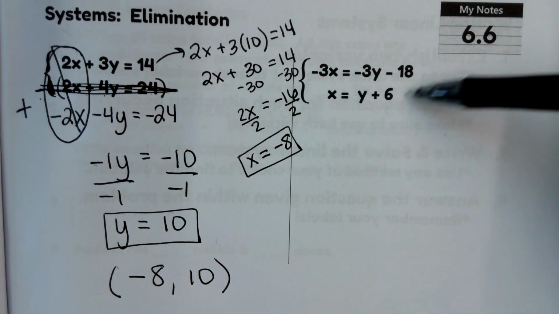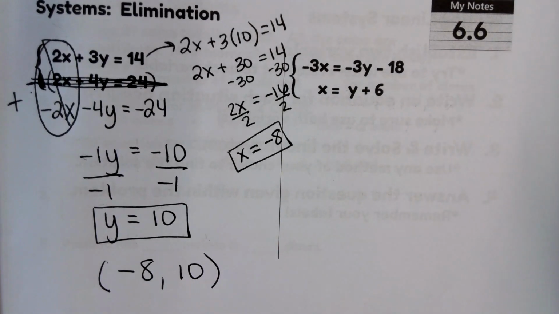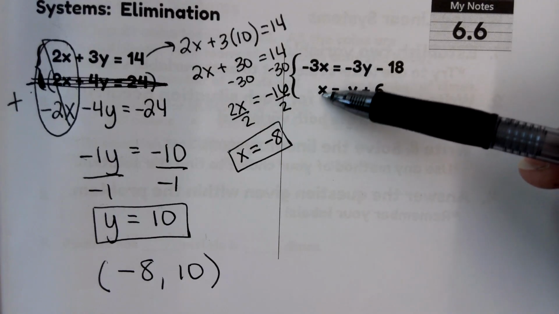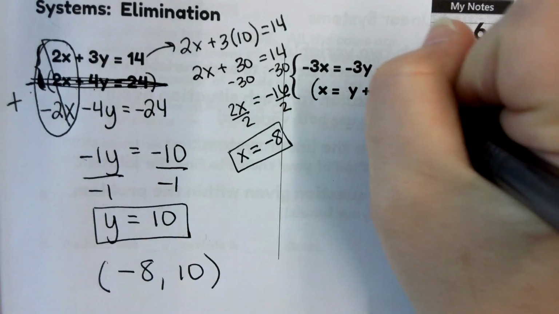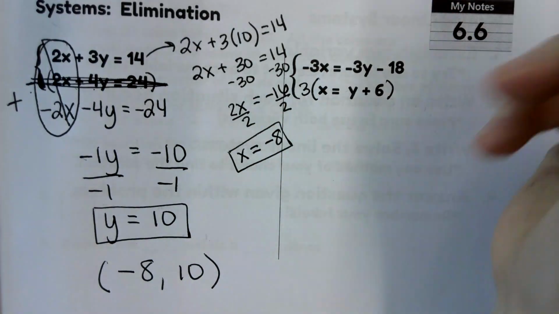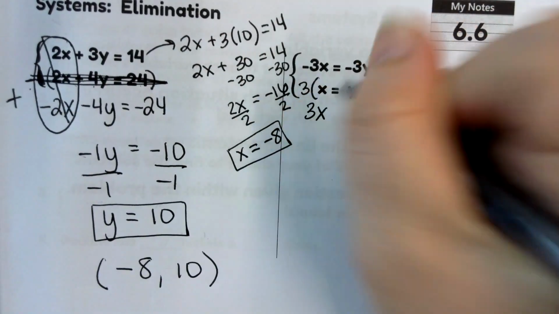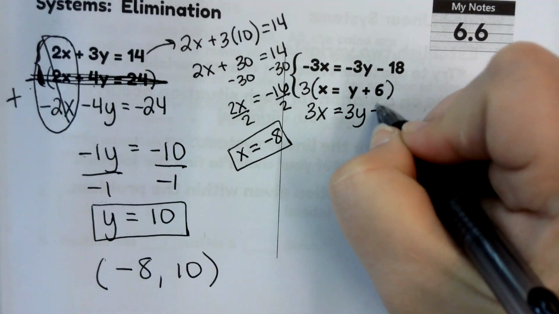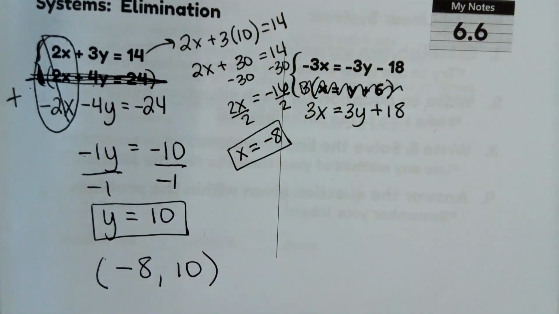Next one. This would be much easier to solve using substitution. However, we're going to solve with elimination. I have a negative 3x on top, so I want to change this one to be a positive 3x. So I'm going to multiply everything by 3. So I have 3 times x is 3x. 3 times y is 3y. 3 times 6 is 18. This is no longer here.